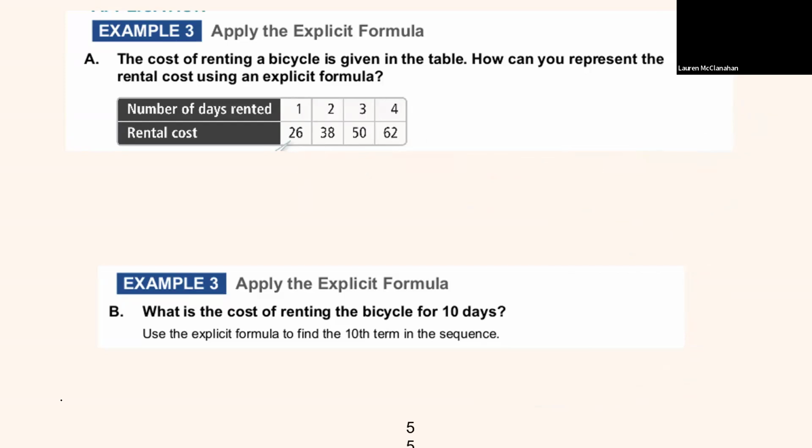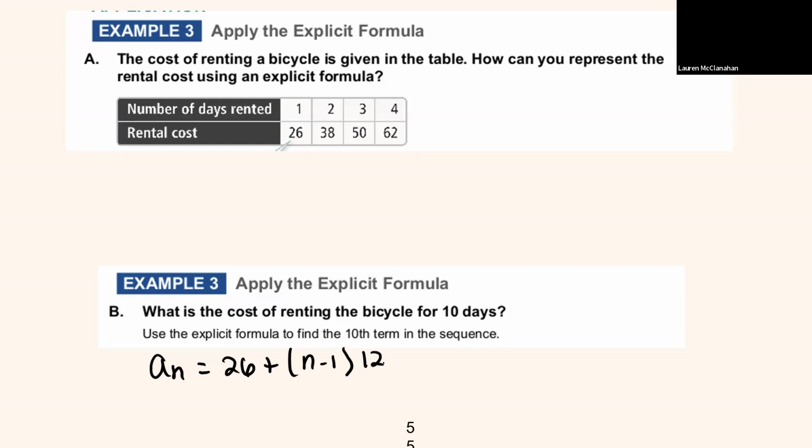Okay, it says, what is the cost of renting the bicycle for 10 days? Use the explicit formula to find the 10th term. So we have a_n equals 26 plus. Now, instead of writing n minus 1, I'm going to plug in a number for n. I'm going to show you guys this up here so you can see what we plugged in.